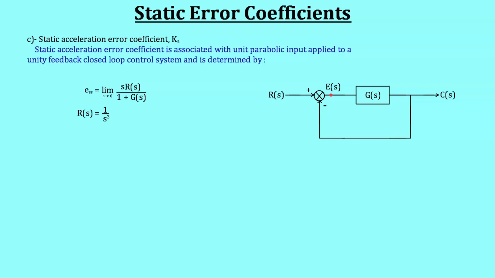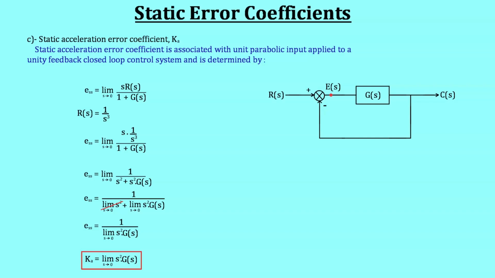The third and the last static error coefficient is static acceleration error coefficient, which is particularly defined for unit parabolic input. The expression for steady state value will remain same, only the input will change. Putting the value of input in the expression of steady state value and afterwards shifting the limiting expression in the denominator, we will finally get the expression of steady state value to be equal to 1 divided by limiting value when s tends to 0 of the expression s square into Laplace transform of the feed forward function.